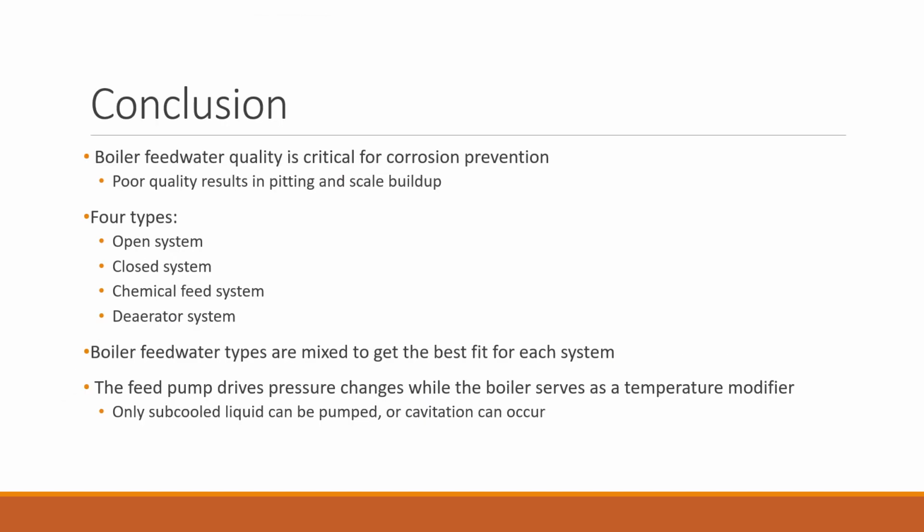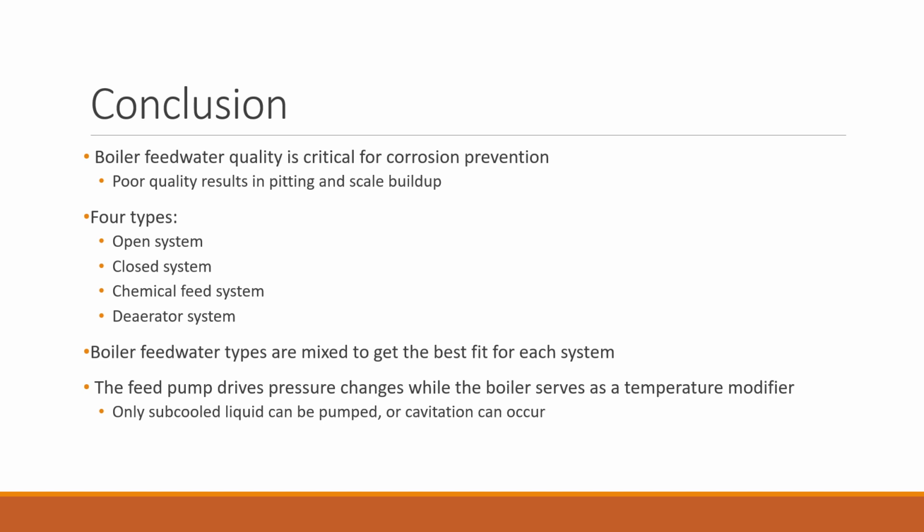So key takeaways from this presentation are that the boiler feedwater quality is critical for corrosion prevention. Poor quality results in pitting and scale buildup, as well as low energy efficiency of the boiler. There are 4 types of boiler feedwater systems that you can see: an open system, a closed system, chemical feed system, and a deaerator system. These are used in different ways to get the best fit for what you need.